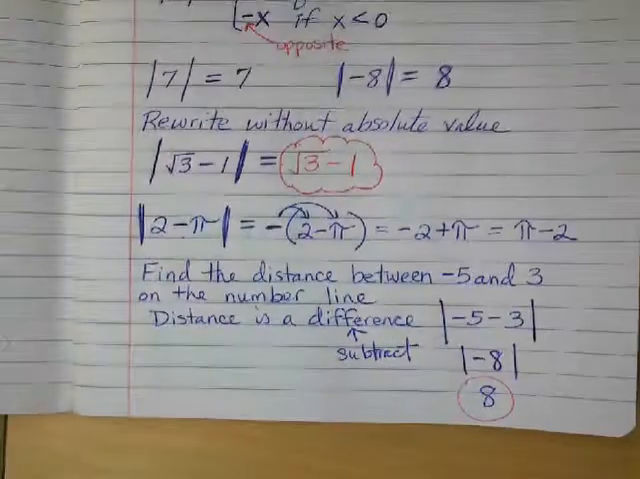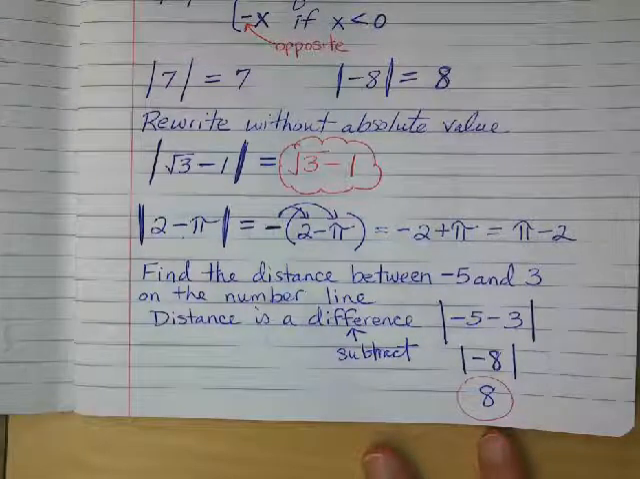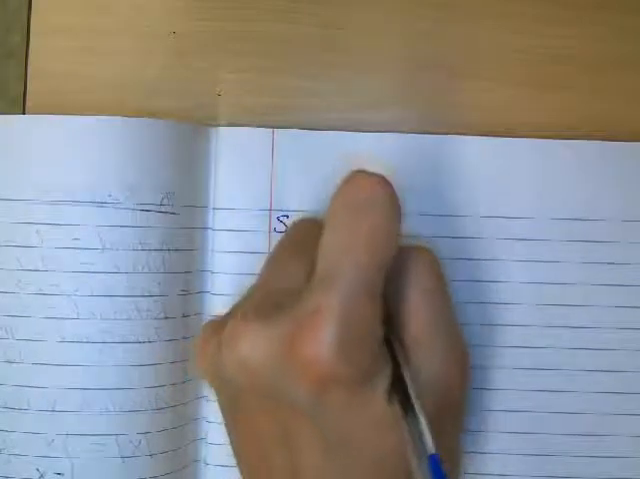And then, I think I'm going too fast. People are still writing, maybe. Okay, so yep, absolute value can help you with finding distance. You just subtract. And then one last final thing for lesson P1, they'll have you do some simplifying problems.